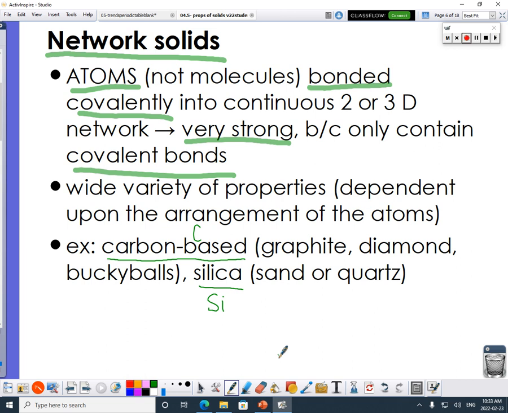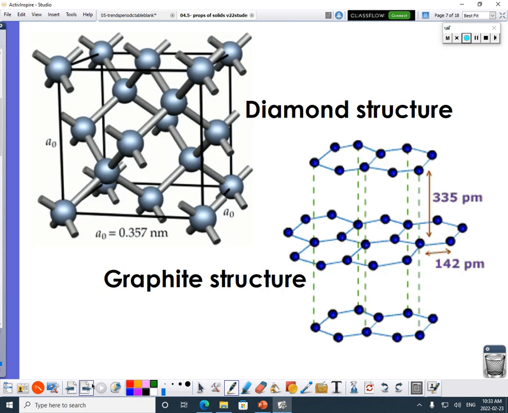So the next slide has pictures, and not that I expect you to memorize them, but just to give you a visual idea. Actually, the next 3 slides, Brenda. Okay, so this is trying to show you diamond and graphite. Both of these are carbon only. And they are both network solids because they have covalent bonds. It just is the number of covalent bonds that they have.